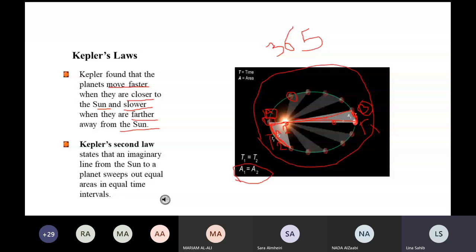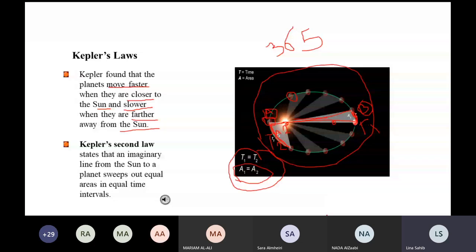So at the end, the second law gives you information that the period T1 taken to finish the narrow area A1, which is the narrow arc, is equal to the time taken to finish A2 with the longer arc, but both areas are equal. Okay? Did you get the point? Fair enough.